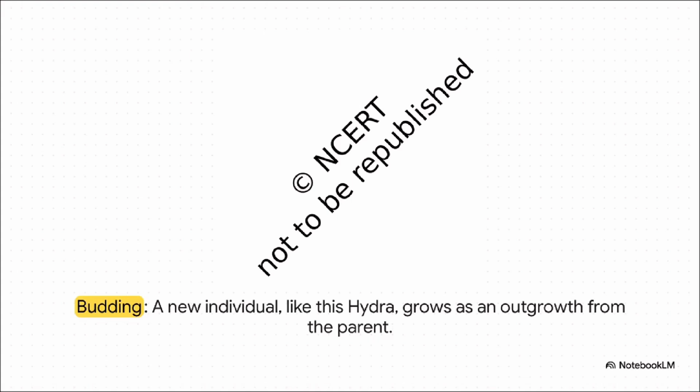Next is a method called budding, which we see in organisms like the hydra. Instead of an even split, a little outgrowth, a bud, starts forming on the parent's body. It's basically a mini-me that grows and develops right there, and then eventually just pops off to start its own life. It's kind of like a new little twig sprouting off a branch.